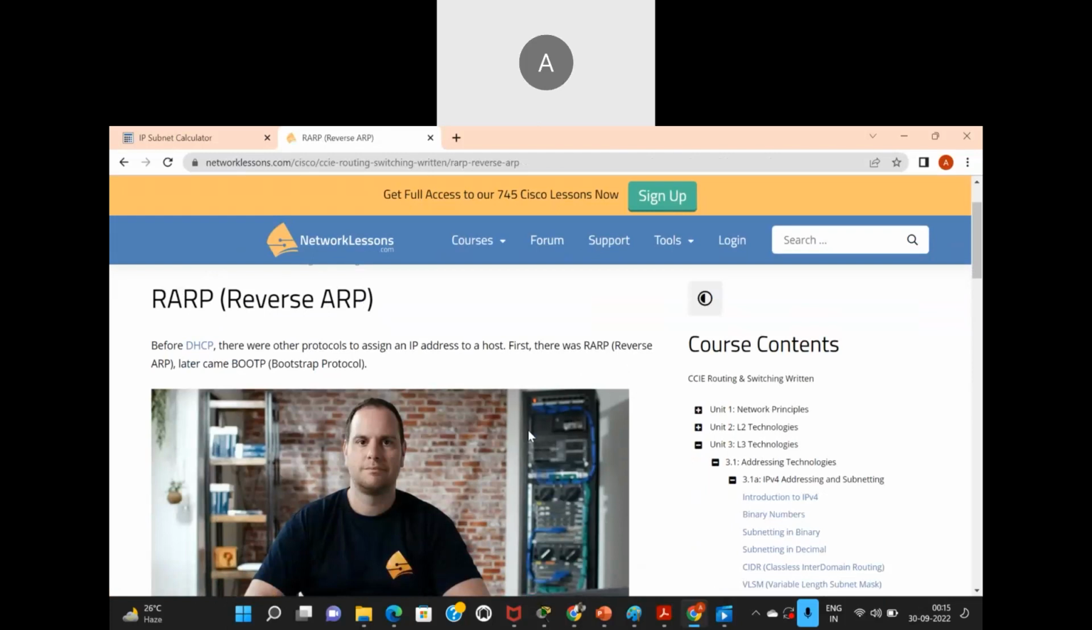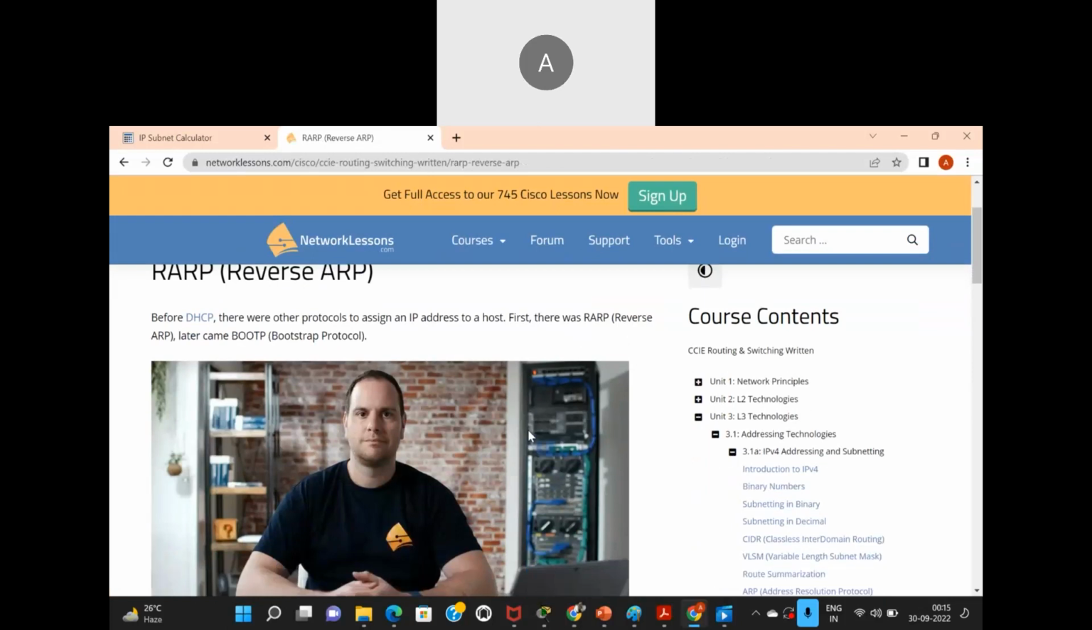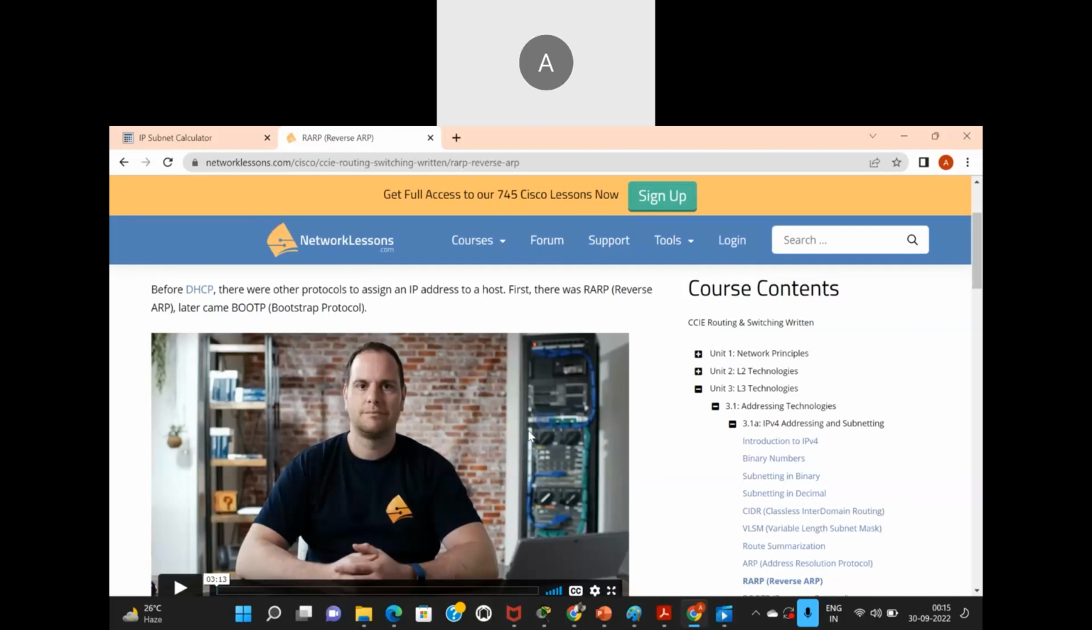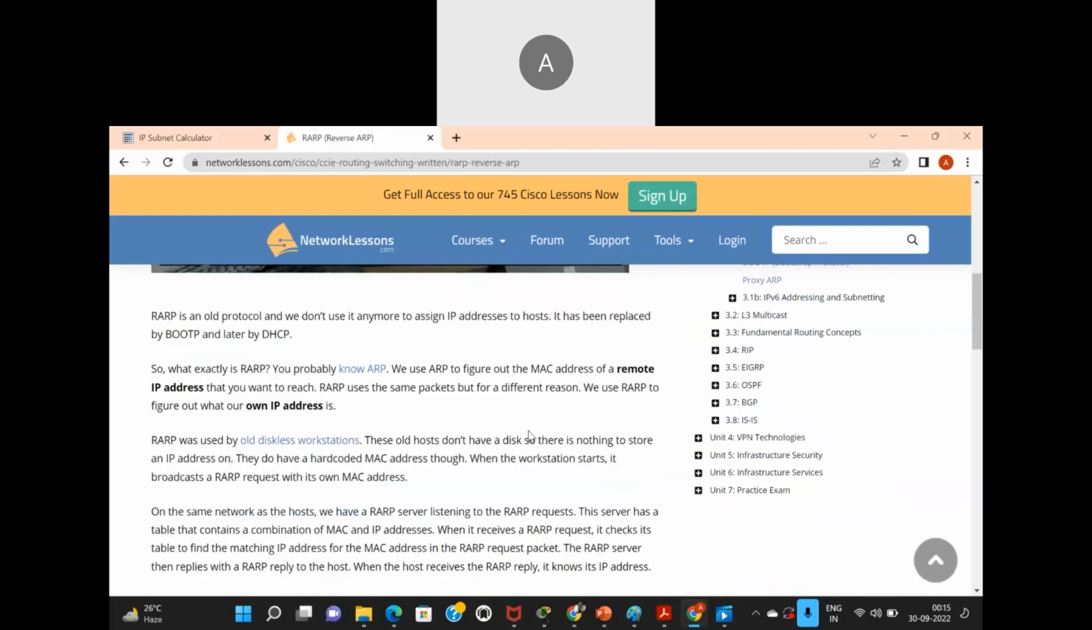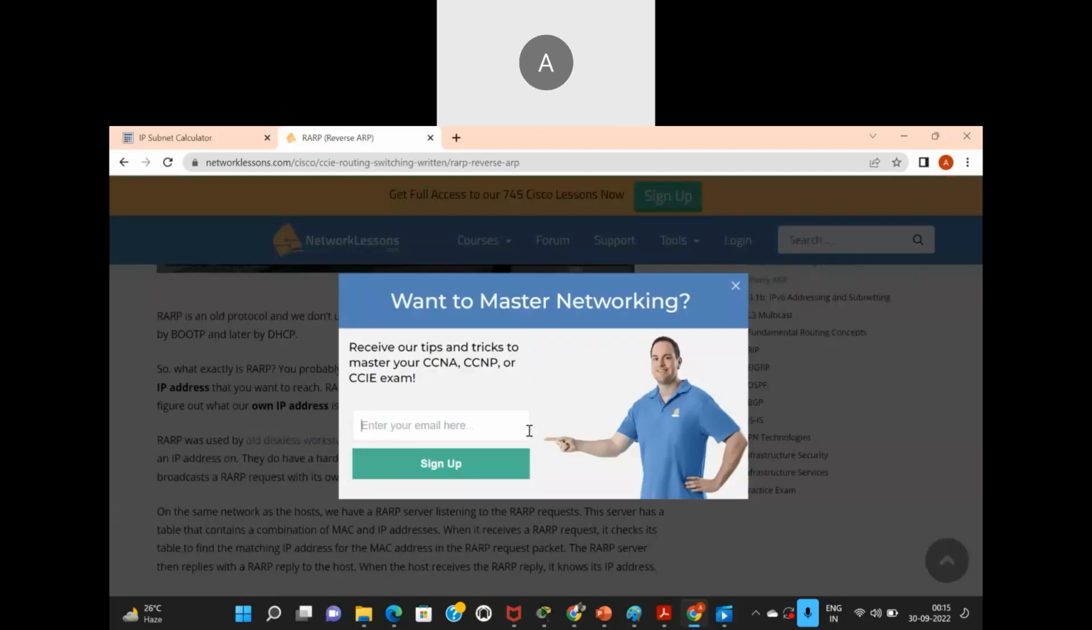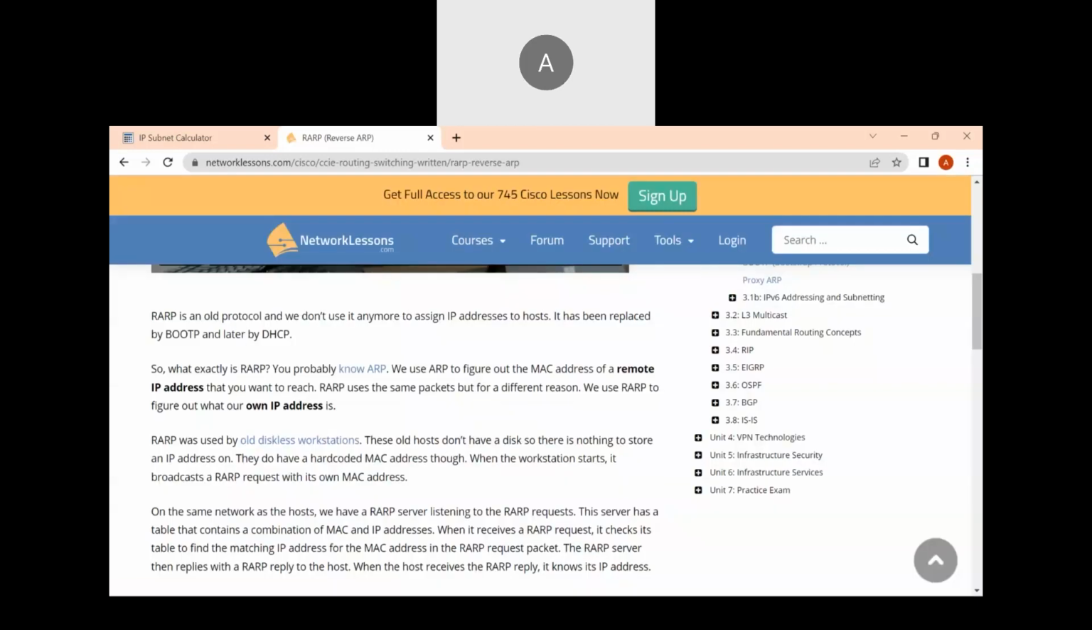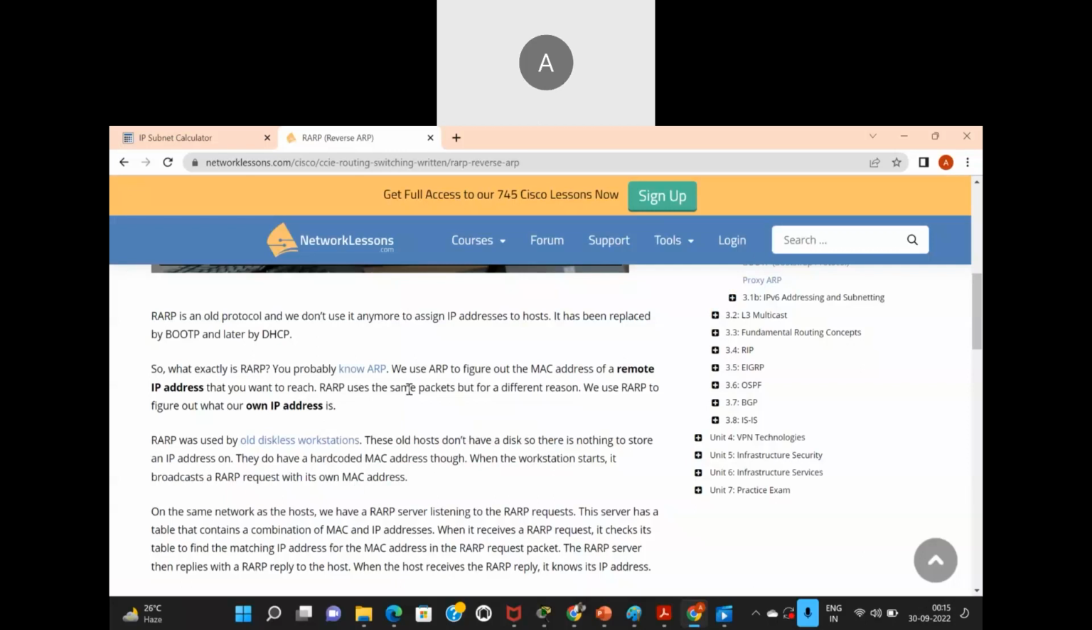So before DHCP, there were other protocols to assign an IP address. First, there was reverse ARP. Later came Bootstrap protocol. How do we do reverse ARP? Very simple. Reverse ARP uses the same packets but for a different reason. We use reverse ARP to figure out what our own IP address is, right?